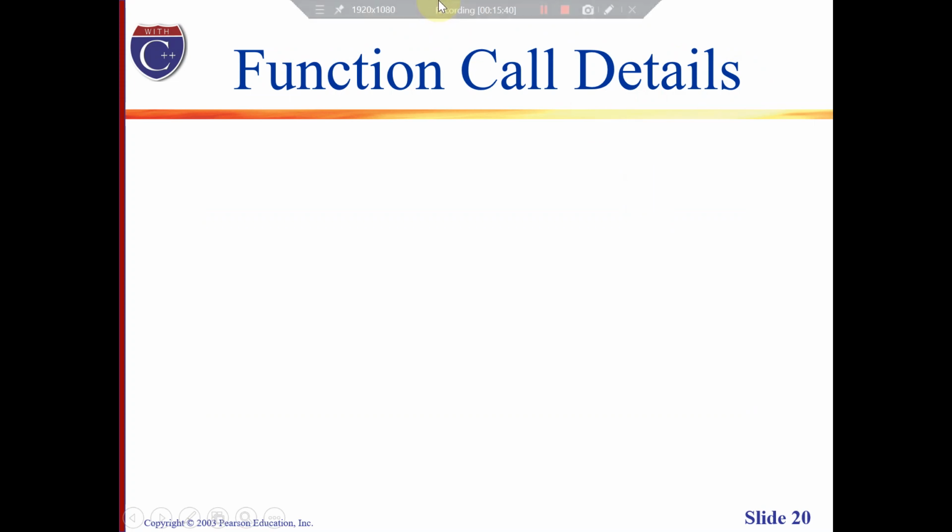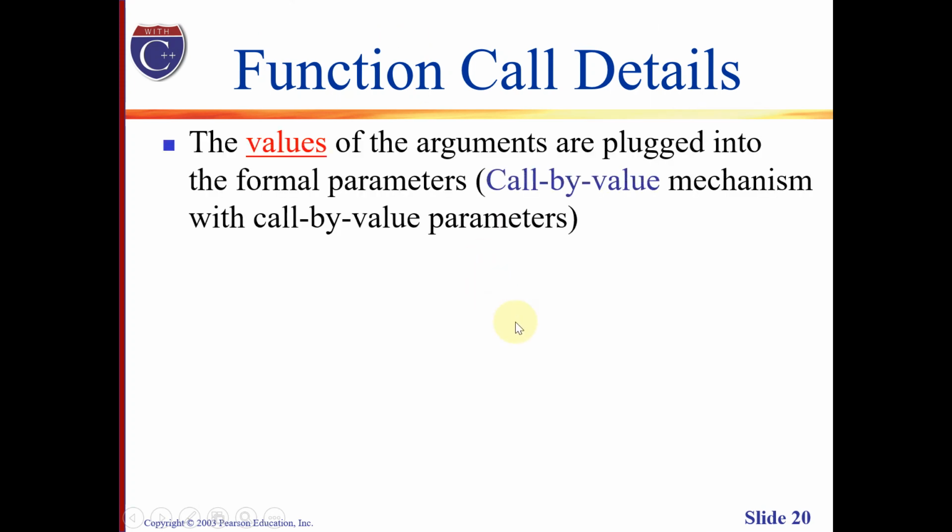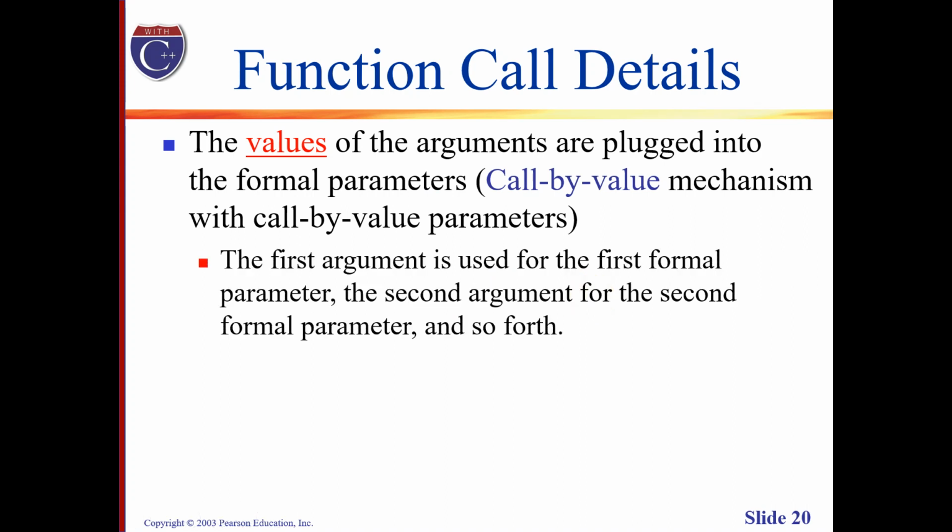Here's a little detail about function calls. In this case, the values of the arguments are plugged into the formal parameters, and this is called the call by value mechanism, with call by value parameters. In this case, the first argument is used for the first formal parameter, which means the value that is contained in the argument that is passed in our function call will be passed to the formal parameter in accordance to its function declaration and definition.